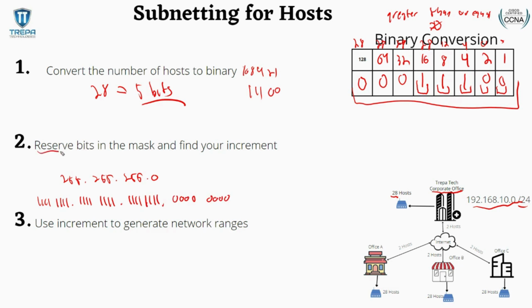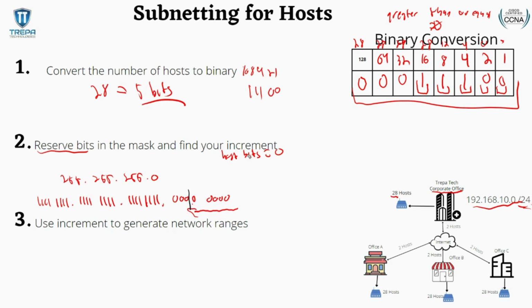So now, reserve the bits in the mask, our original mask. So what does that mean? That means from right to left, we're going to make sure that we have 5 host bits. What are our host bits, guys? Our zeros. So from right to left, we're going to make sure that we have 5 host bits. So 1, 2, 3, 4, 5. And then if I draw a line here, from right to left, we need 5 host bits.